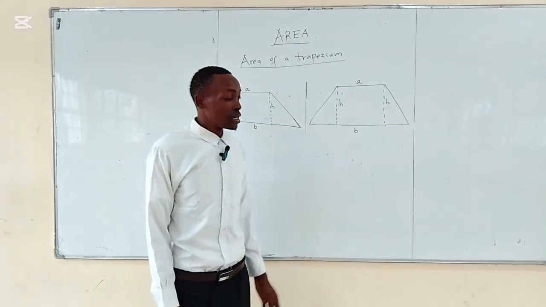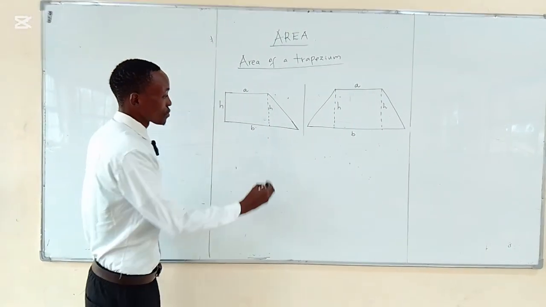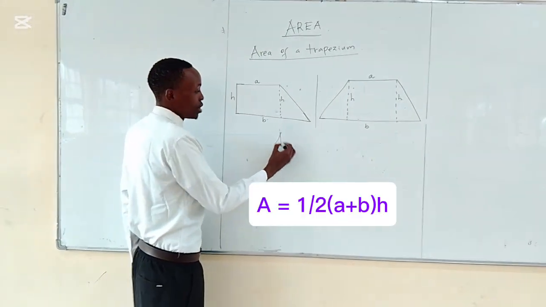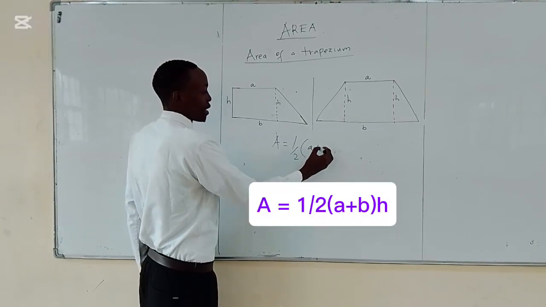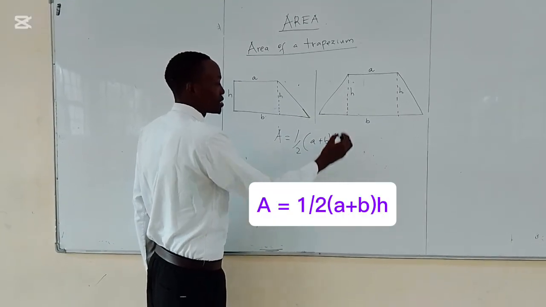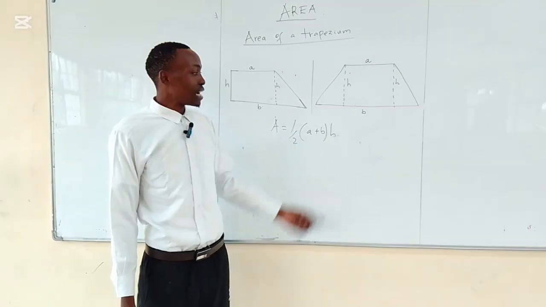So welcome back. So area of a trapezium can be given in the formula. What to write the area of a trapezium? So area can be given by half into A plus B, then multiply by height. So you can ask, what is A, what is B, and what is height?